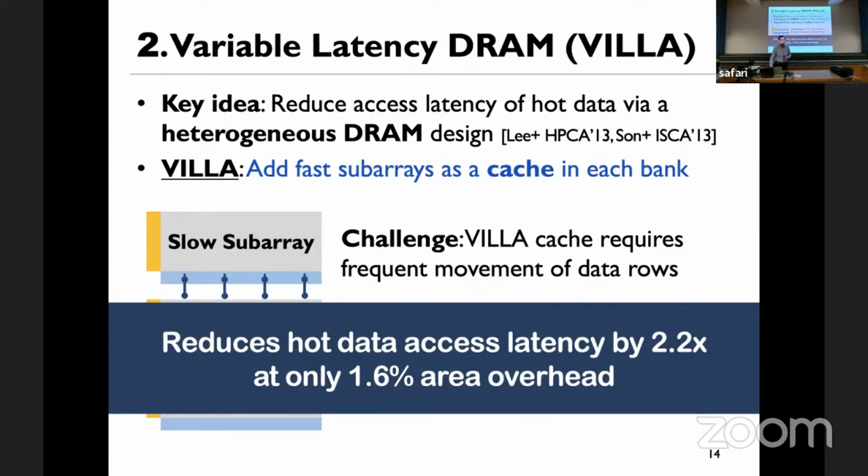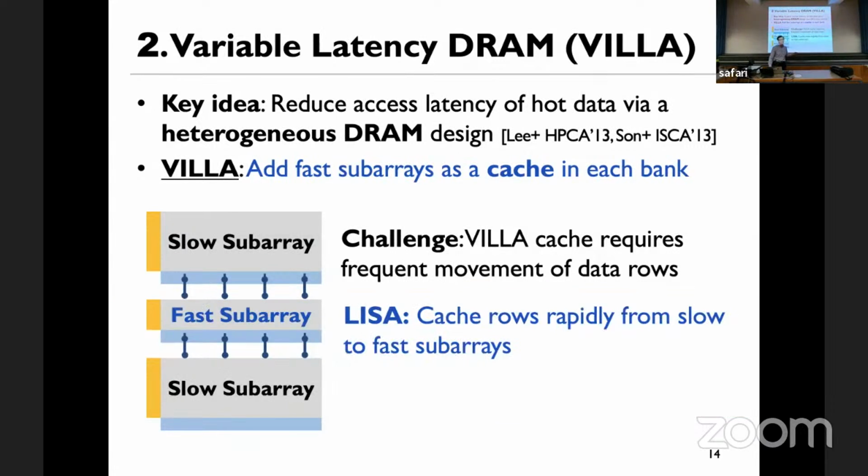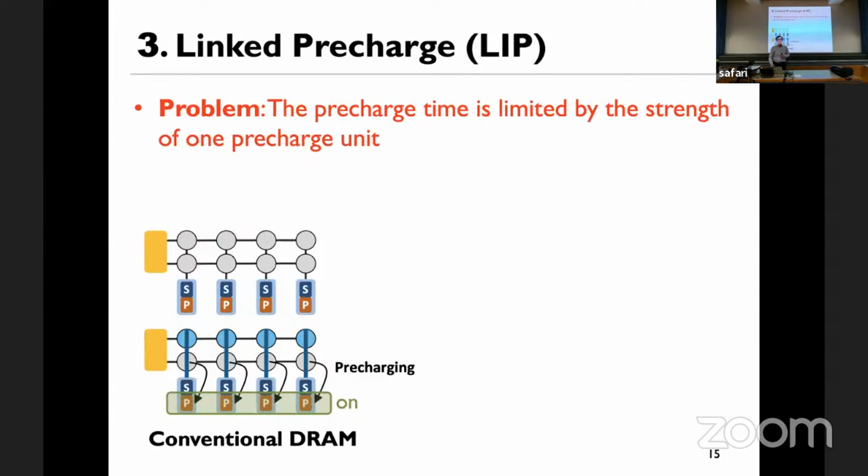And you can read the paper for more detail. But this opens a huge design space also, right? How many fast subarrays do you have? What fraction? Again, your cost sensitivity is important over here. Okay, let me give you another example of how this idea enables faster DRAM.